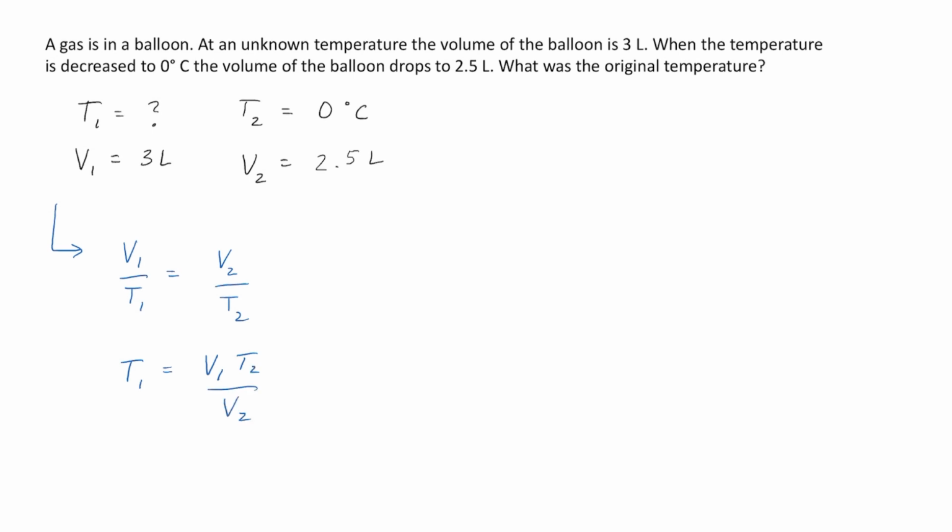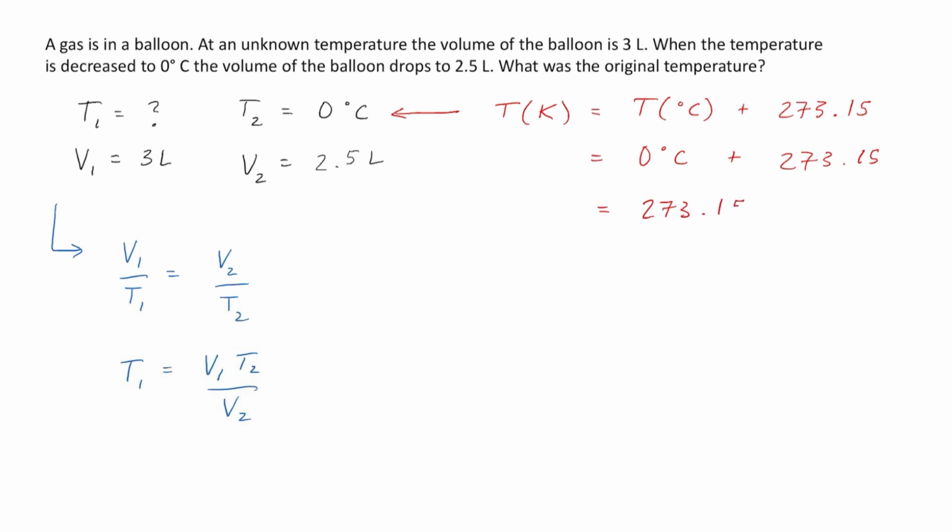Now before we plug in our values, make sure that you've converted the temperature to kelvins. To do this, all you need to do is take the temperature in degrees Celsius and add 273.15. So when the temperature is 0 degrees Celsius, it would be 273.15 kelvins. And now we have everything we need to plug our values into our equation and solve.